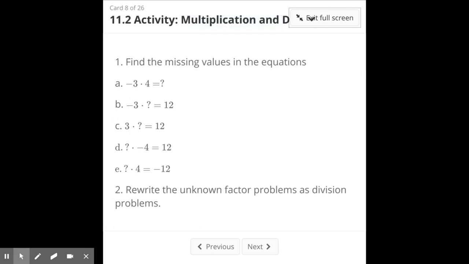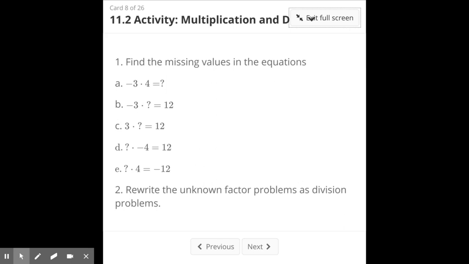Hello, advanced math friends. We are going to be working on Unit 5, Lesson 11, Dividing Rational Numbers. And we're actually going to go ahead and skip over to Activity 11.2, which is on page 168 if you have your book. So on this page, it says find the missing values in the equations. So I'd like you to pause this video, go ahead and solve those, and then unpause when you're ready, and I'll give you the answers.